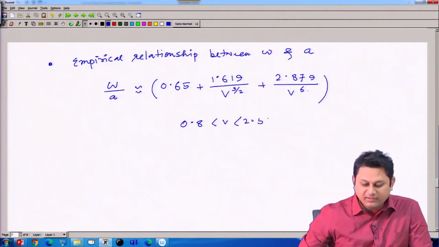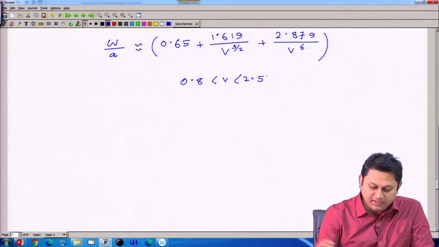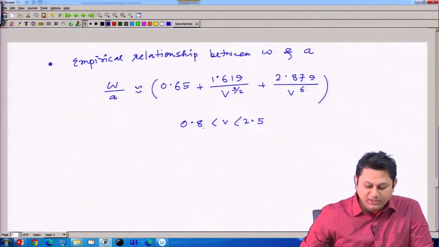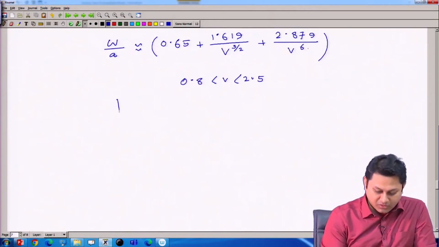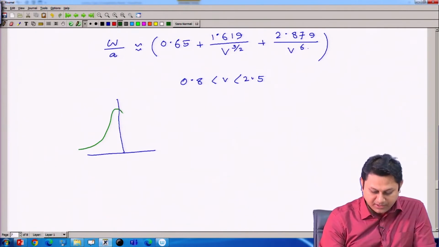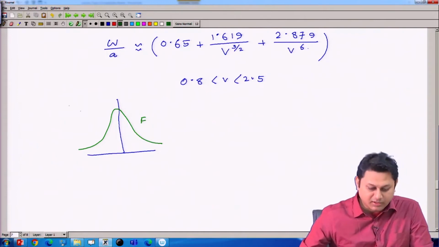2.5. So, in this range of V, what this empirical formula says is that if I have a V value in between 0.8 and 2.5, that means essentially we are working in the region where the fiber is allowing only one mode, or the single mode region. Then only one mode will be excited, and that is the fundamental mode. And we know that the distribution of the fundamental mode is Gaussian. So, this is the distribution of the fundamental mode approximated as a Gaussian one. So, this is the fundamental mode, or rather write the LP 01 mode.